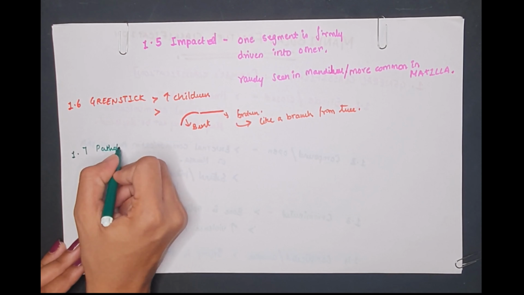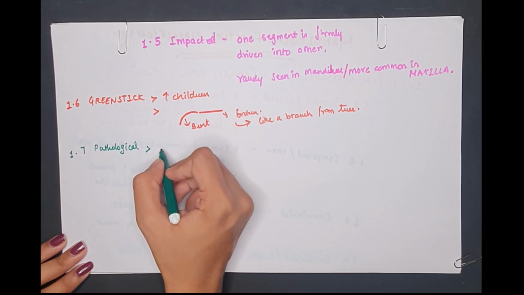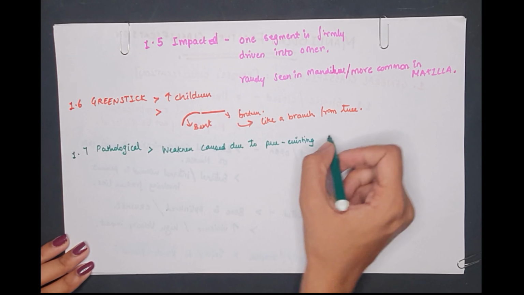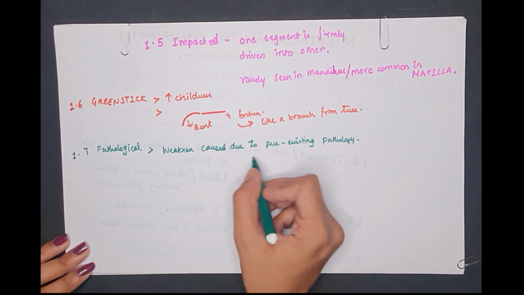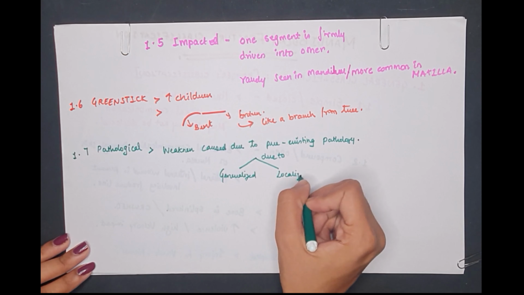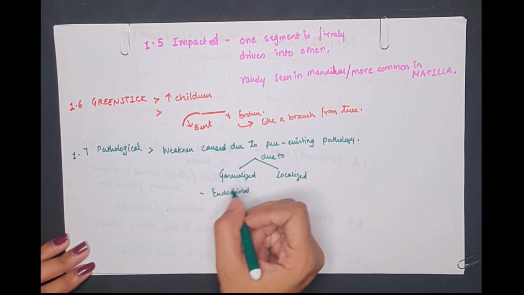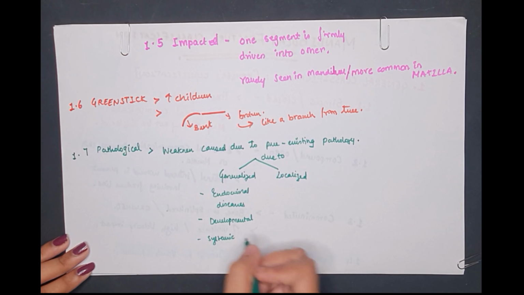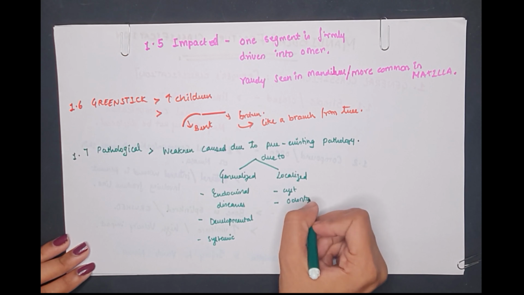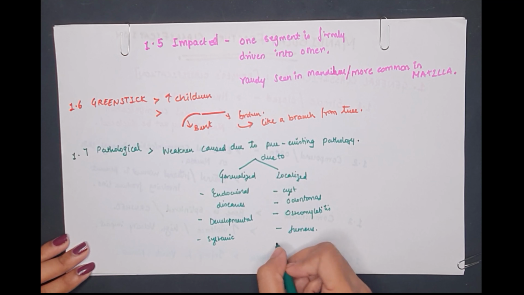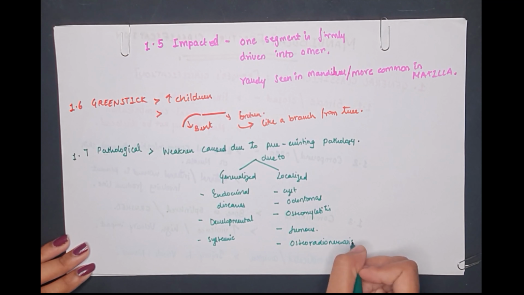The last one is the pathological one. This is because of weakness caused by a pre-existing pathology like carcinoma or some other bone or blood diseases. These weaknesses can be due to generalized skeletal disease and localized. The generalized may be endocrinal, developmental or systemic disorders, and the localized are cysts, odontomes, osteomyelitis, tumors and osteoradionecrosis.